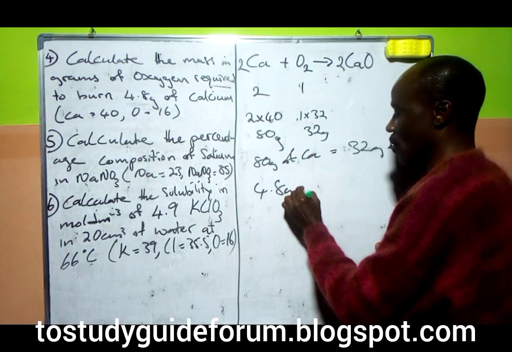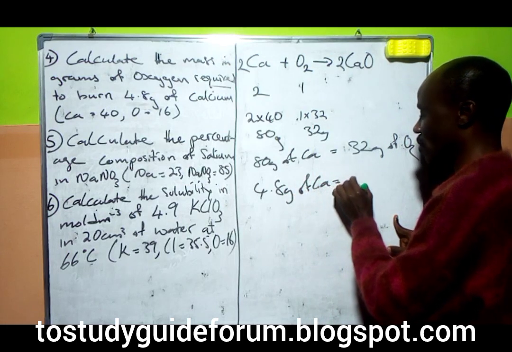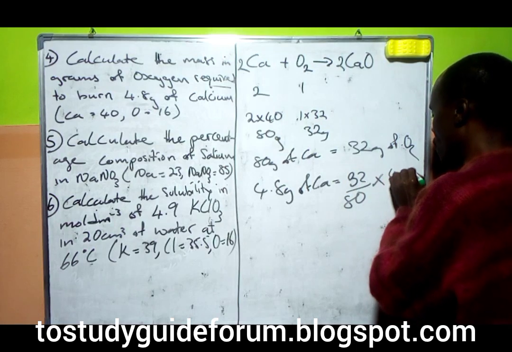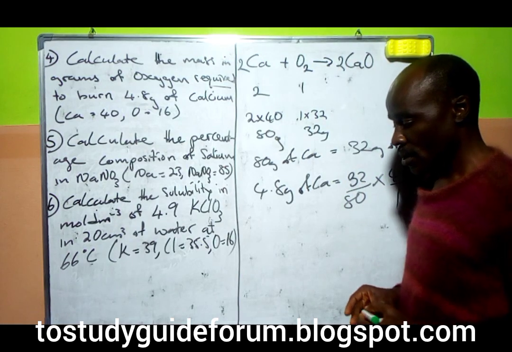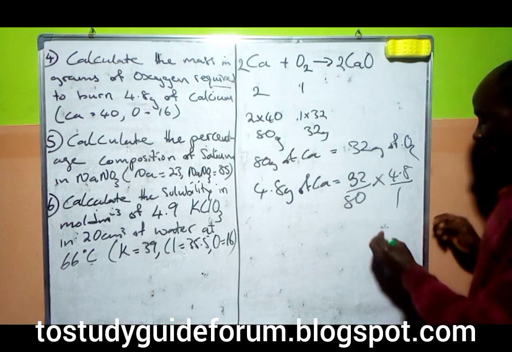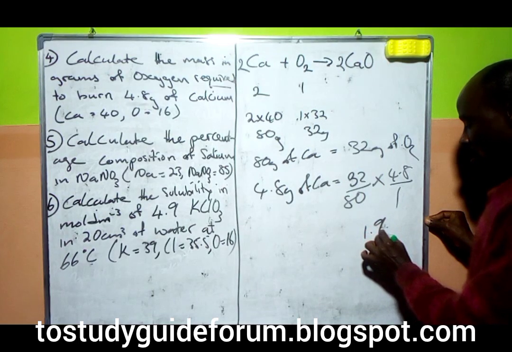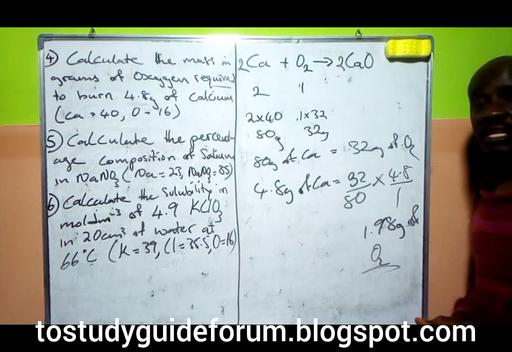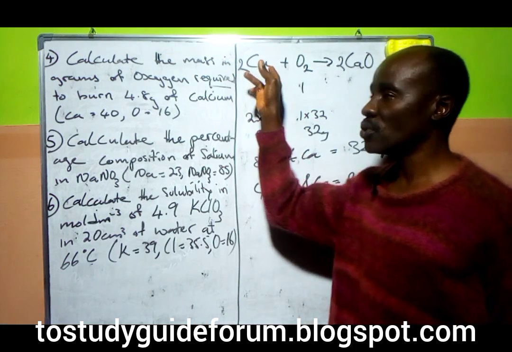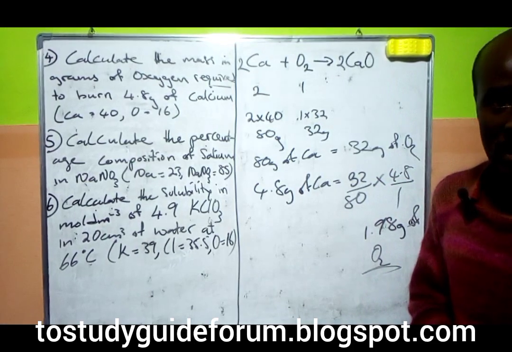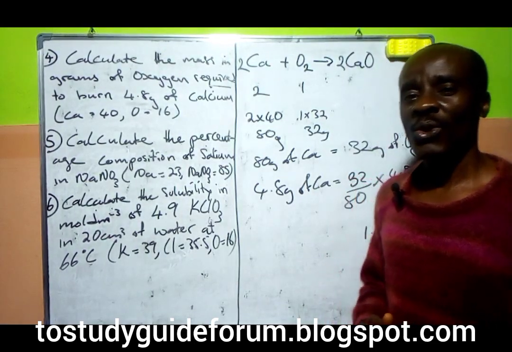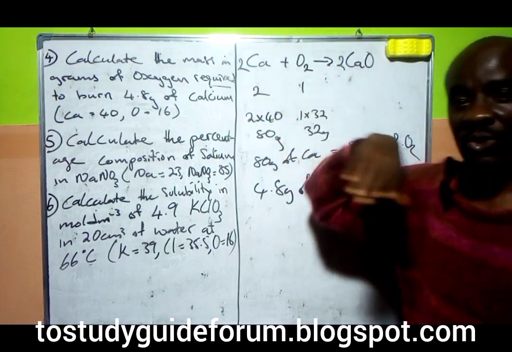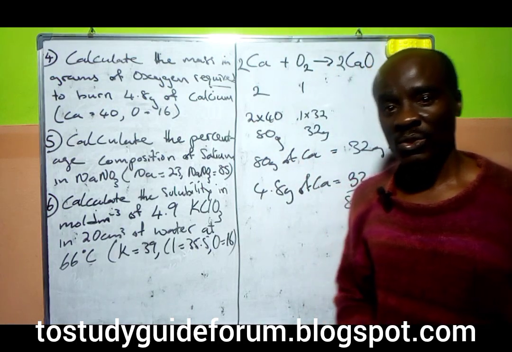For 4.8 grams of calcium, that will give us 32 over 80 multiplied by 4.8 grams. What we have as our answer there will be 1.92 grams of what? Oxygen. So anytime you have a question like this, it's important to have a balanced chemical equation. In stoichiometric calculations, it's important to know this, because from the balanced chemical equation, we will be able to get to the end of the question.